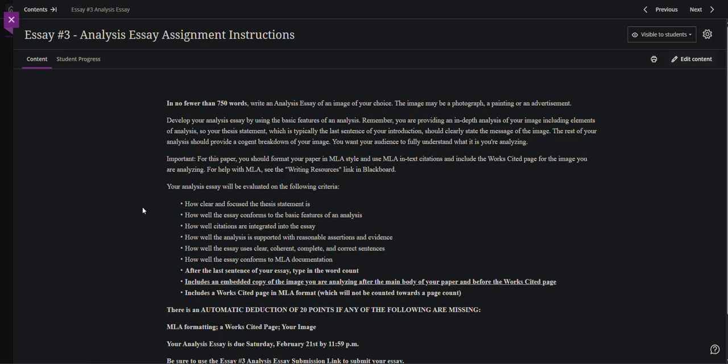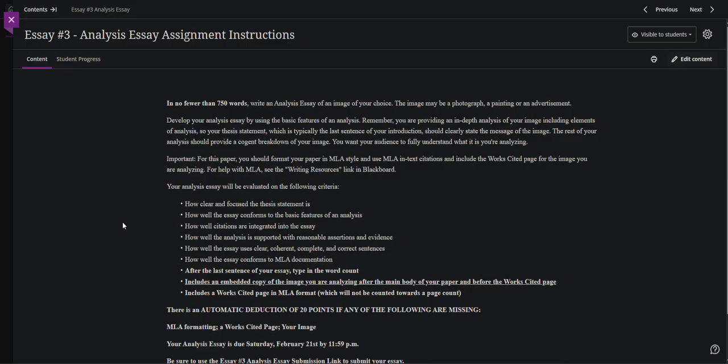All right, so your analysis is going to be evaluated on how clear and focused your thesis statement is. So make sure that you're answering the question: what is the message of your image? Make sure you're answering that properly. That's your thesis statement. It's really that simple. Also, how well the essay conforms to the basic features of an analysis.